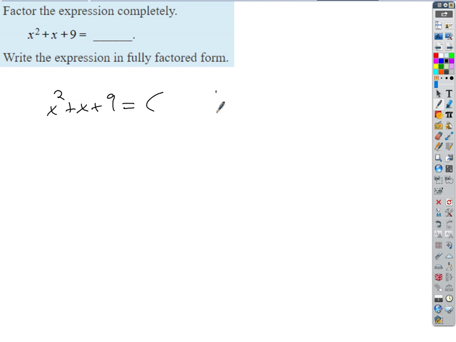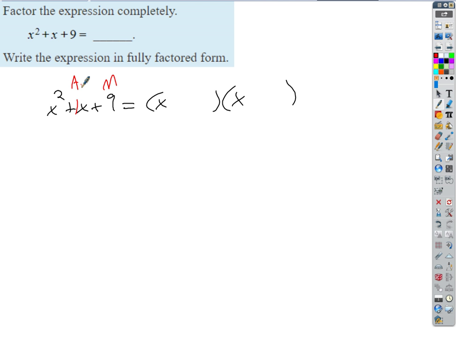So if it factors, it's got to look like that, right? Because A is equal to 1. The numbers have to multiply to what? 9. And add to 1. What numbers are those?